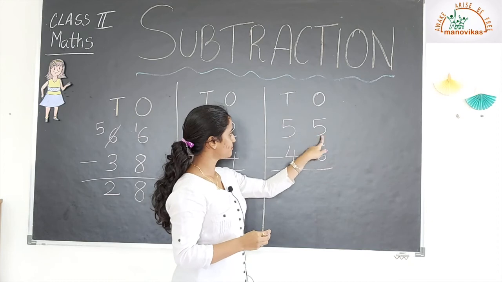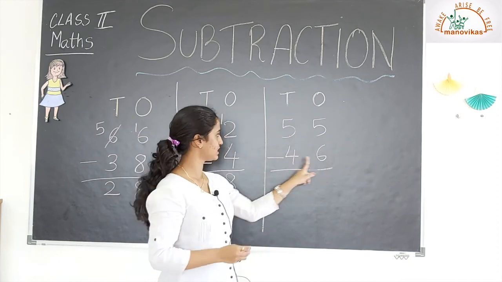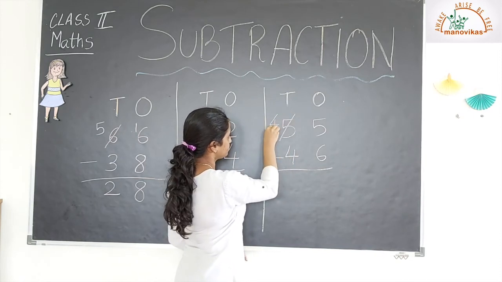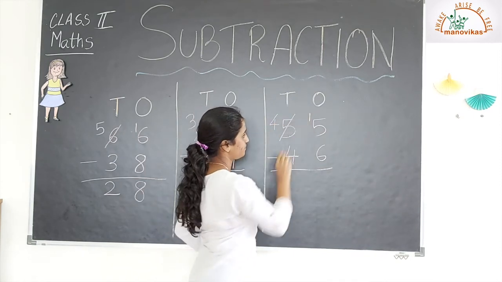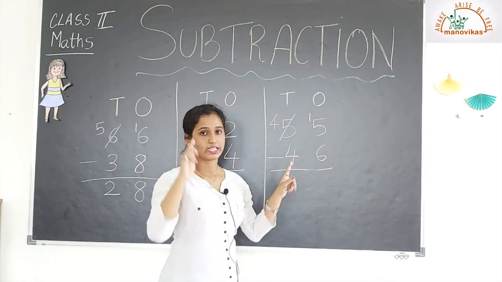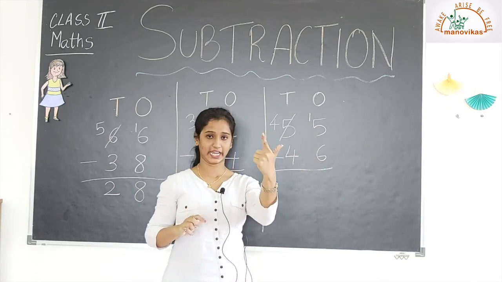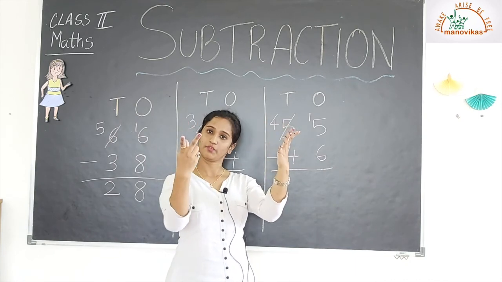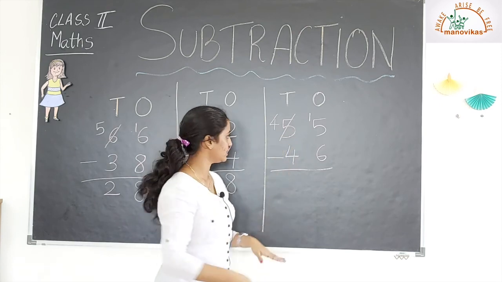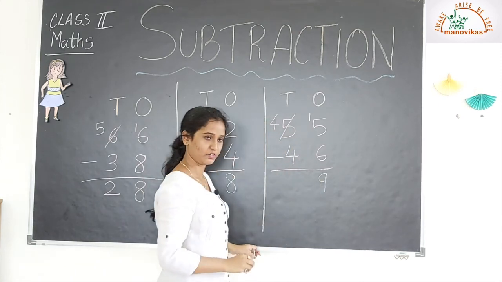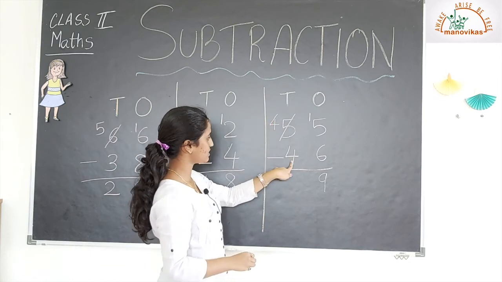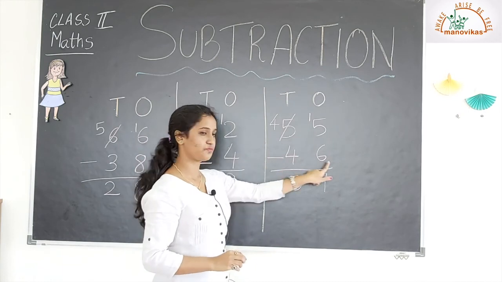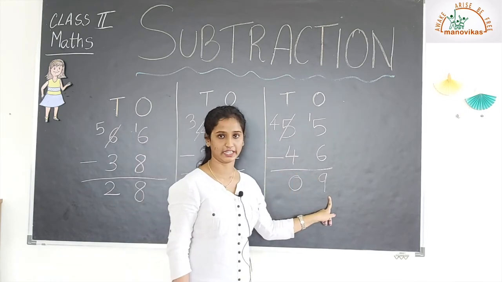Next, we have 55 minus 46. So 5 is less than 6. So we go to the tens column. Okay, we take 1. So 15 minus 6. 6, 7, 8, 9, 10, 11, 12, 13, 14, 15. So the answer is 9. Okay. Next, 4 minus 4 will give us 0. So 55 minus 46 gives us 9.